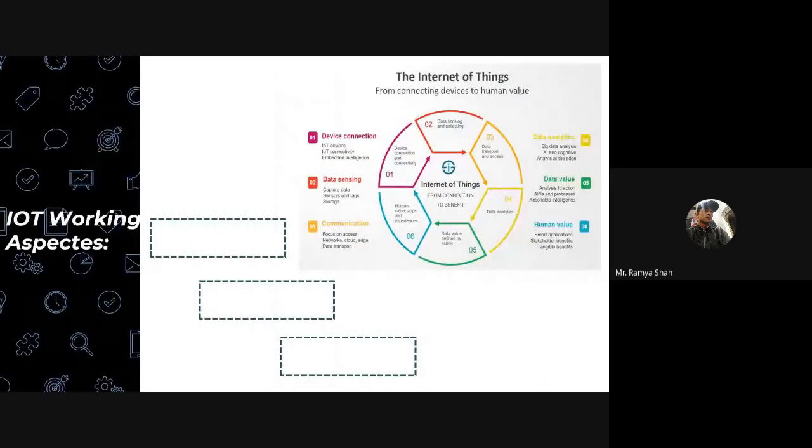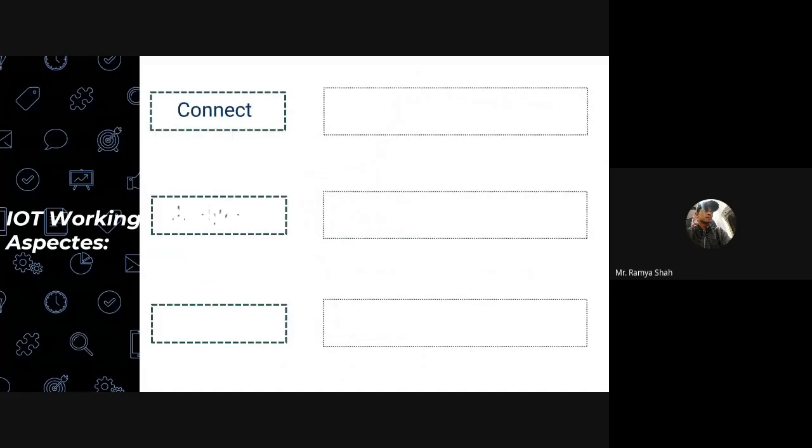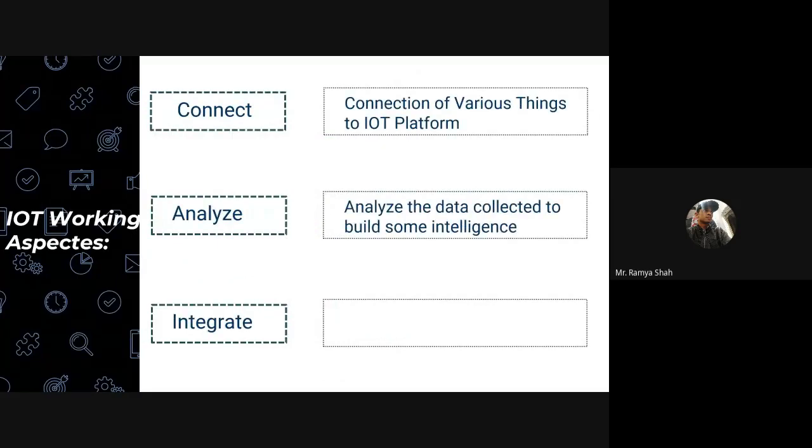Talking of IoT, maybe it's discussed, but still a briefer view and a smaller concept. Connect, analyze, integrate. You can divide it in a way you like. This is the way I divided it. When you're talking about connecting, it's connection of various things on a similar platform. When you're talking about analyzing, it's analyzing the data that's been collected to build some intelligence. And when you're talking about integrating, it's to integrate various modules to improve user experience.